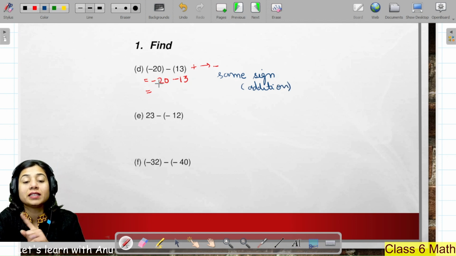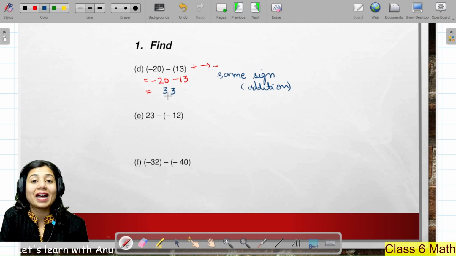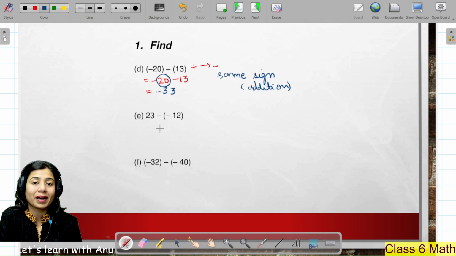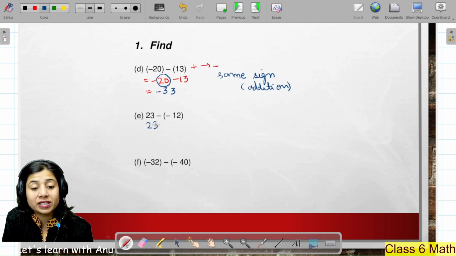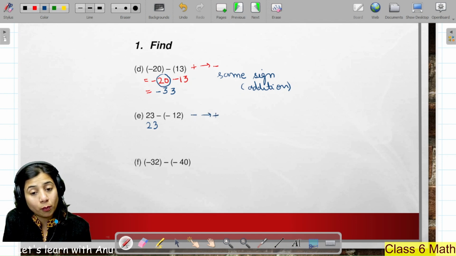So 20 and 13 we are going to add and we are going to get 33, and the sign will come of 20, that is the bigger number, so minus 33. E part, let's open the bracket. So outside we have a negative sign, the inner sign is also negative, so negative changes to positive. So it is plus 12.